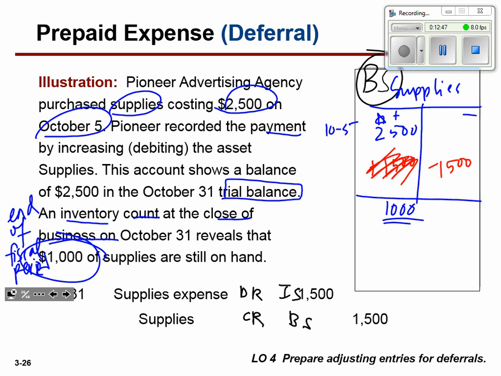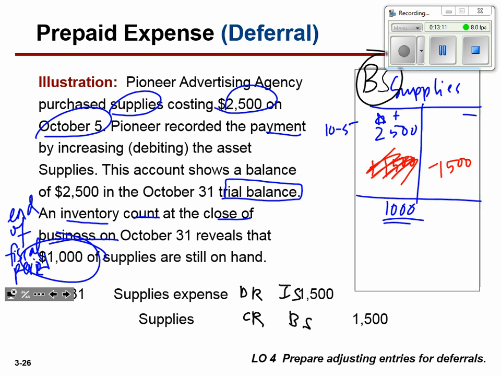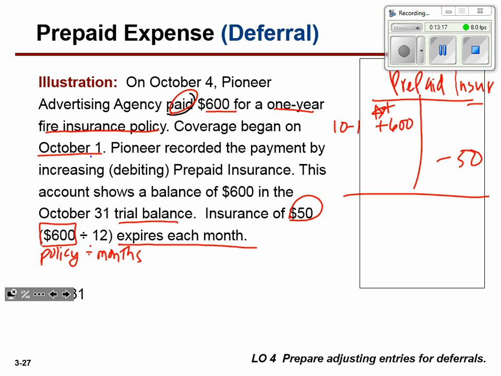So now, unlike the last one, they told us what was at the end. How is this one different? They didn't tell us its final balance. They told us the magic number. We lost $50 of that asset as time went by, and we need to adjust for that. So what's our real balance on October 31st? Not 600, 550. So sometimes the transactions will tell you what's at the end. Sometimes the transactions will tell you what was used. You just kind of got to know.